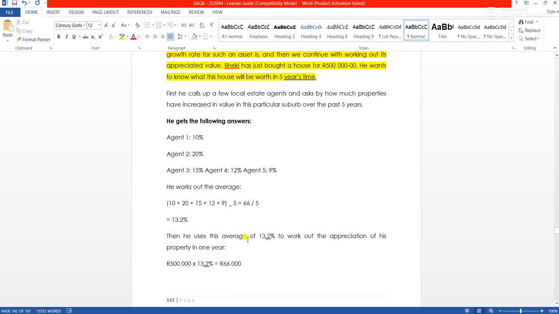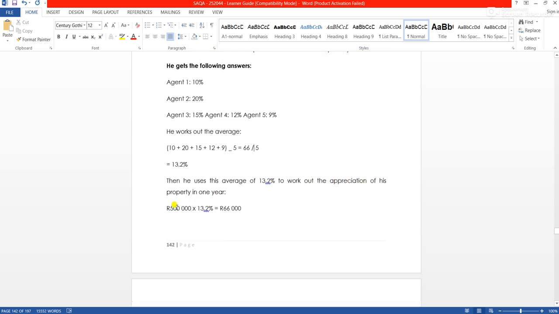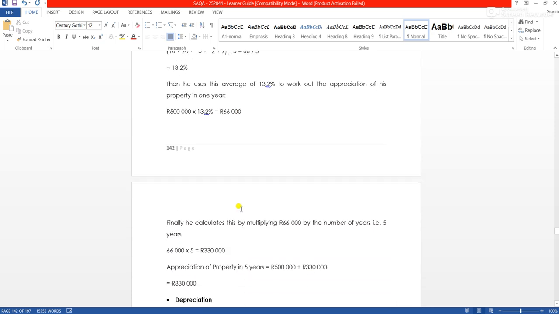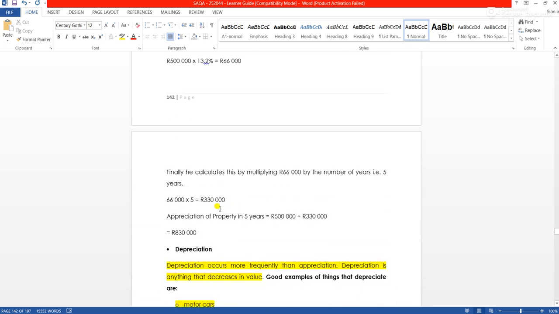So then he uses this average of 13.2 to work out the appreciation of his property in 1 year. So he takes the value of the property and times it by 13.2 percent, which will give you 66,000. And finally he needs to calculate this by multiplying 66,000 by the number of years. So for 5 years it will give you 330,000 rand.